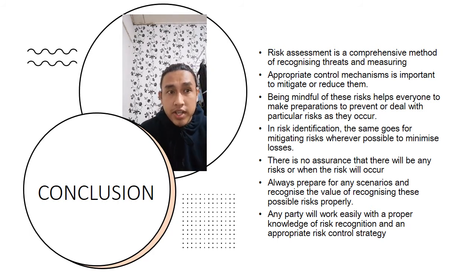In risk identification, the same goes for recognizing the value of avoiding, mitigating, and removing risks whenever possible to minimize losses. Hence, there is no assurance that there will be any risk or when the risk will occur. So the aim is to be prepared for any scenario and recognize the value of identifying possible risks properly. Any party will work easily with proper knowledge of risk recognition and an appropriate risk control strategy, ensuring that they are prepared for any and all possible situations that may have a negative impact on the bottom line.